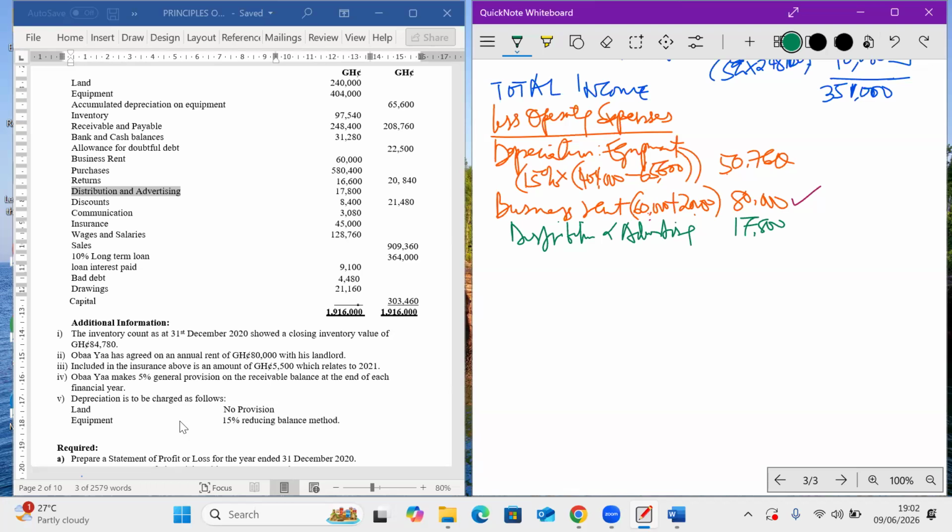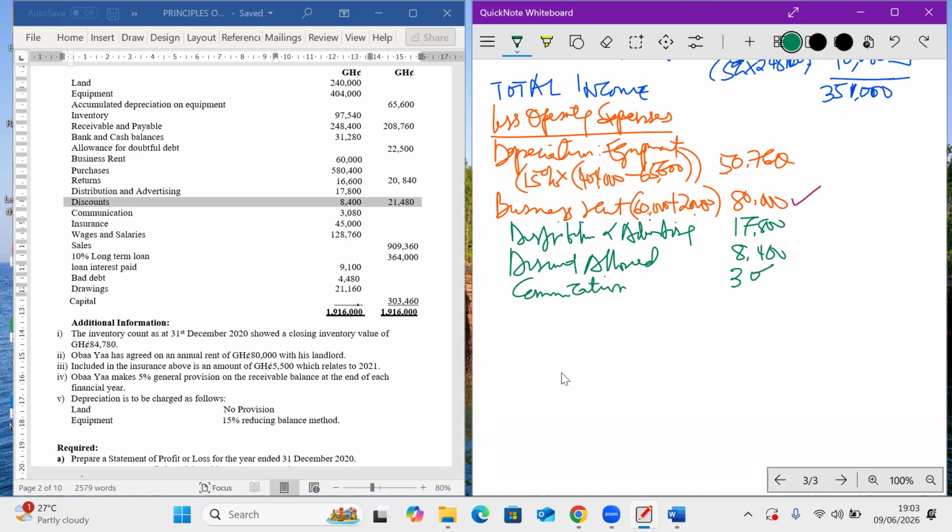Then what else? Discounts. We recorded discount received already. The one on the credit side is the received. So the one on the debit side is allowed. So discounts allowed. How much was it? 8,400. There we go with communication. How much was it? 30,080, right? 2008. Yes.